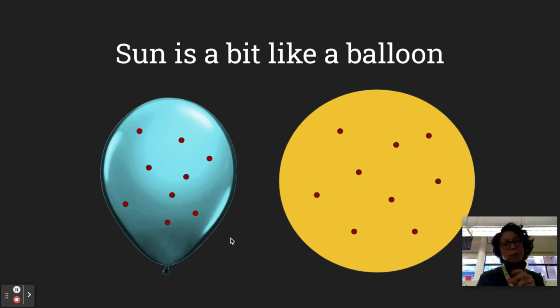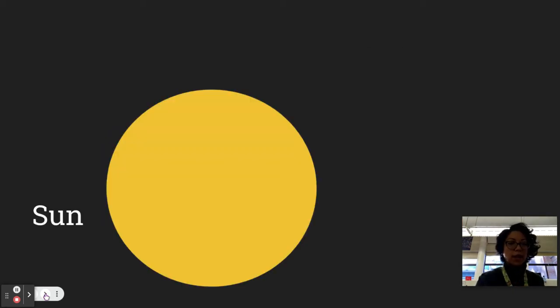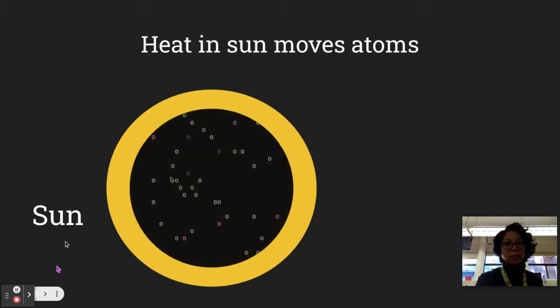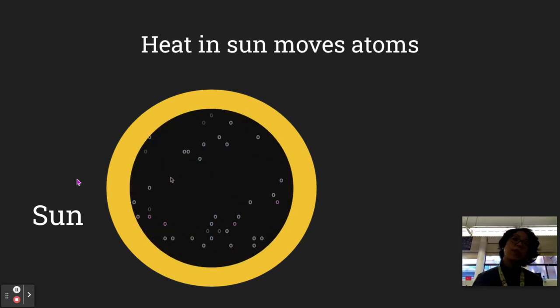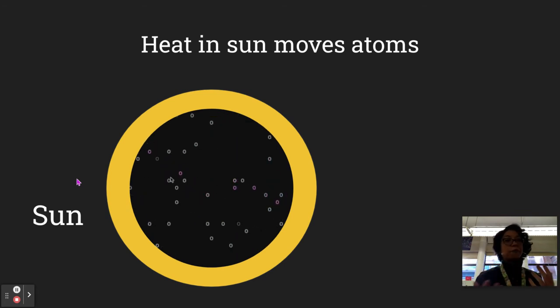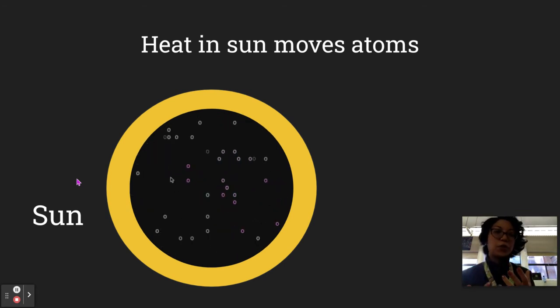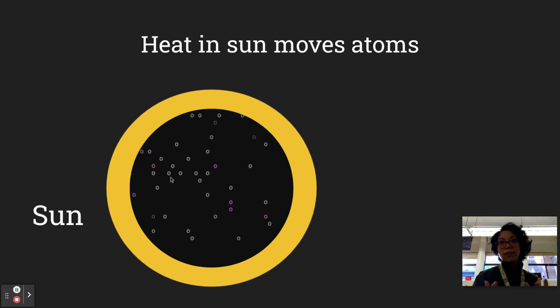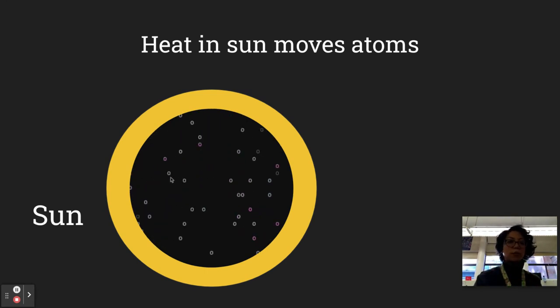And so I'm going to make an analogy here and say the sun is a little bit like a balloon in a way. It's not really like a balloon at all, I realize, but just pretend with me, okay? We can think of our sun as kind of like a balloon. And I say that because there's atoms inside our sun too that are moving around. They're moving around a lot faster than the atoms in a balloon because the sun is very hot. But still, there's atoms moving around.